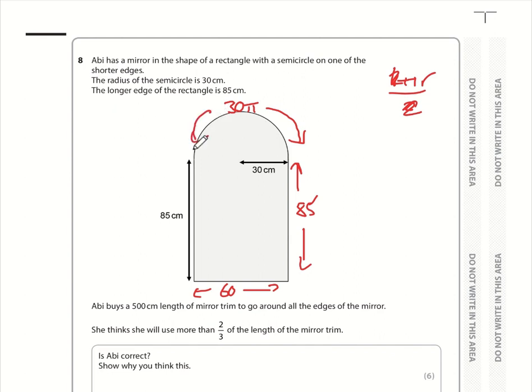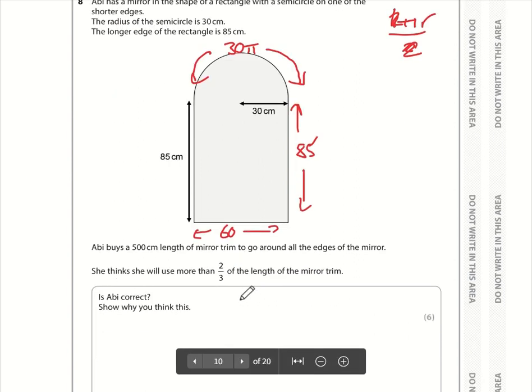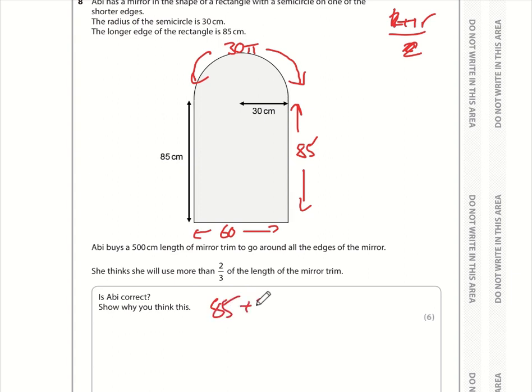So all we need to do is type into our calculators 85 plus 85 plus 60 plus 30 times by pi. If you want to do the 30 times by pi and hit equals and then add the other stuff to it, then that's absolutely fine. And we get 324.24... So she thinks she will use more than 2/3 of the length of the mirror trim.